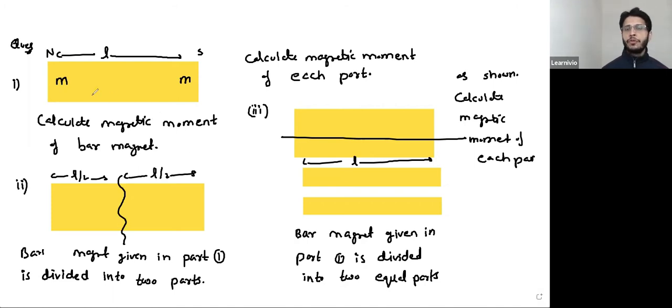So the formula of magnetic moment is pole strength, which is M, multiplied by L. So I'm writing the answer of part 1. Part 1 is straightforward. The magnetic moment will be M into L. In the same way, calculate the magnetic moment of the second and third parts.